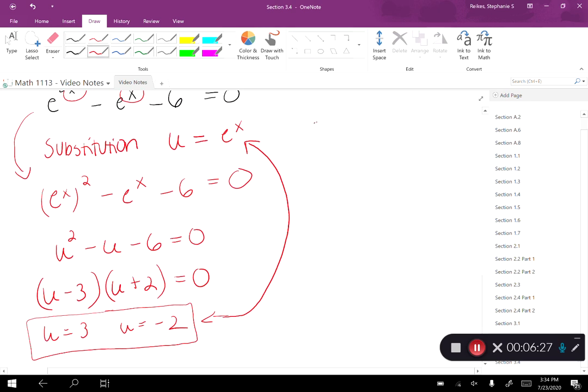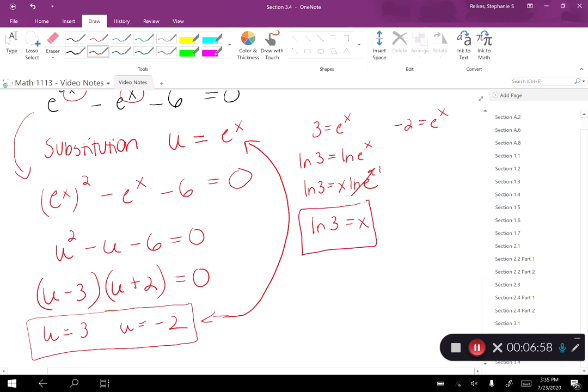So that means I'm going to have 3 equals e to the x and -2 equals e to the x. Now to solve for x, since I have base e, I'm going to take the natural log of both sides. So I'm going to have ln 3 equals ln e to the x. Power rule says ln 3 equals x ln e. One of our basic properties, we know ln e is the value 1, so 1 times x is x, and so ln 3 equals x is one solution.